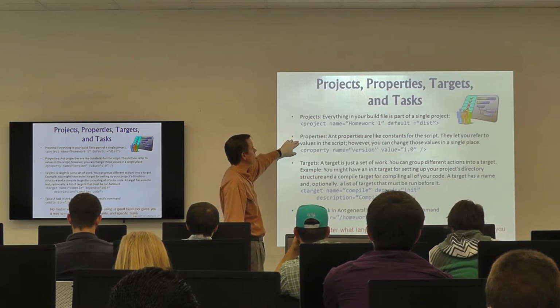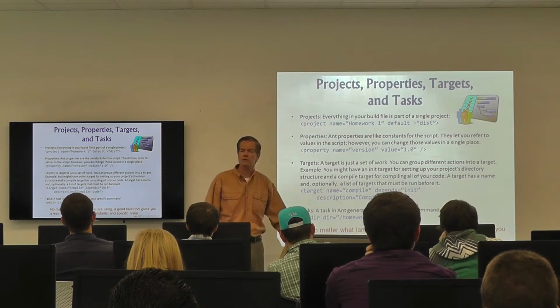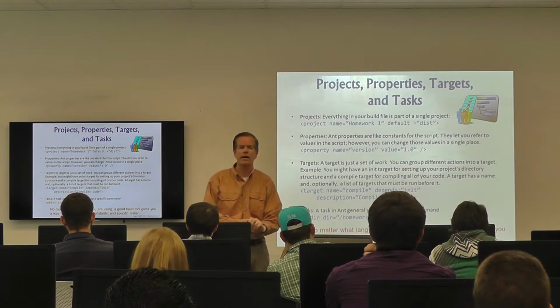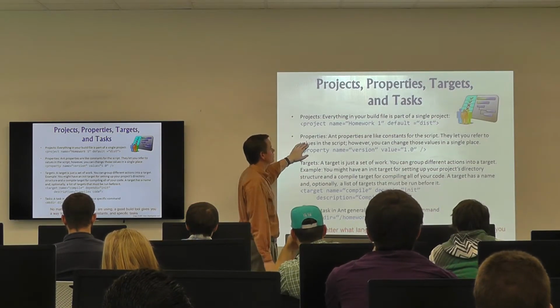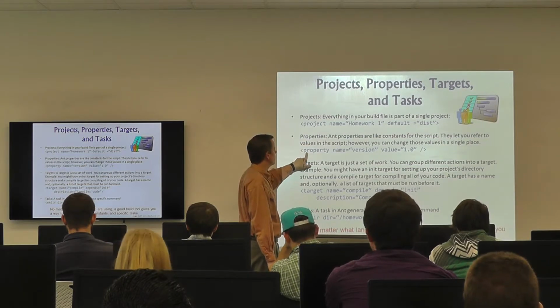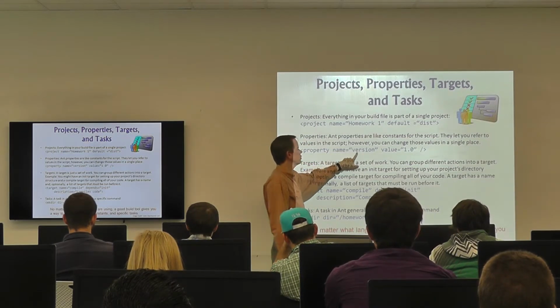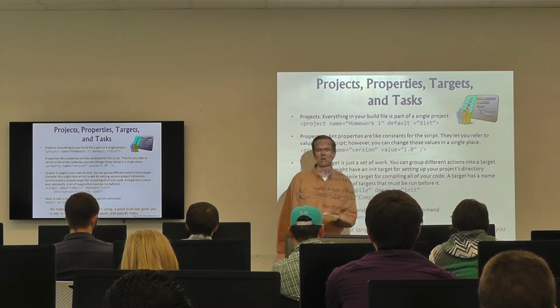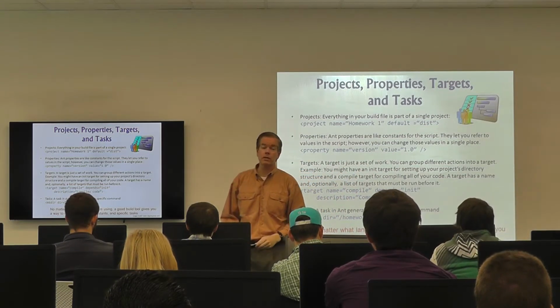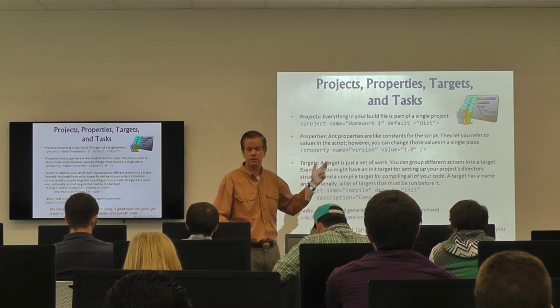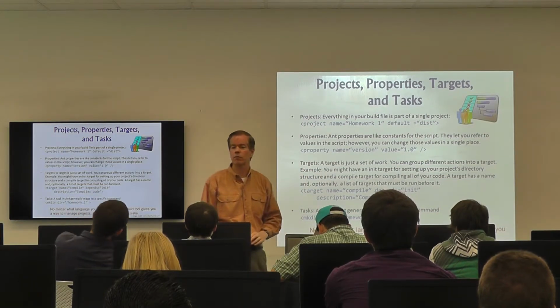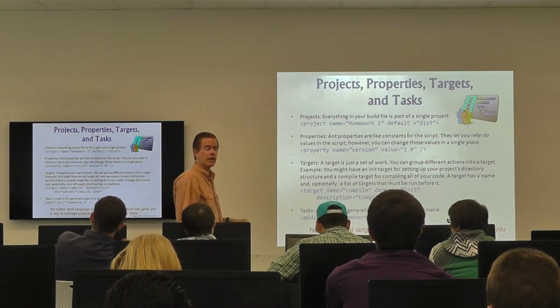Properties. Ant properties are like constants. You know about constants, right? Setting a variable to a particular value that we can then use throughout the program. Constants for a script, they allow you to refer to values in the script, however you can change those values in a single place. Property, name, version, value, 1.0. So if we're doing a build for version 1.0 of our product, we can just use a property, basically set up a variable that says, hey, this is the 1.0 version, and then we can sprinkle that through.